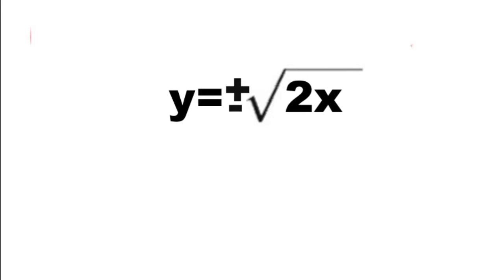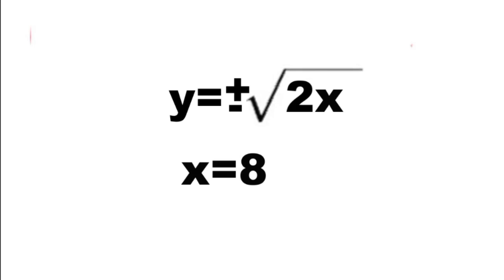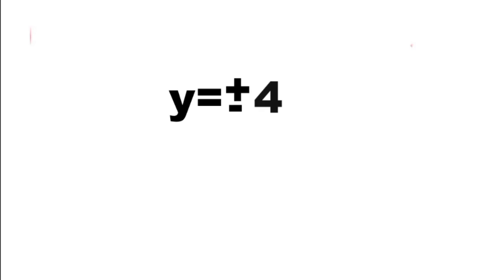Simplifying by getting the square root, we have y equals positive and negative the square root of 2x. If x equals 2, then y equals positive and negative the square root of 2 times 2, or the square root of 4. So y equals positive and negative 2. If x equals 8, then y equals positive and negative square root of 2 times 8, or square root of 16. So y equals positive and negative 4.